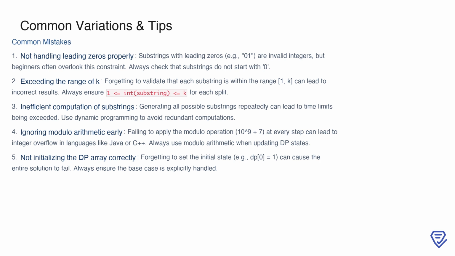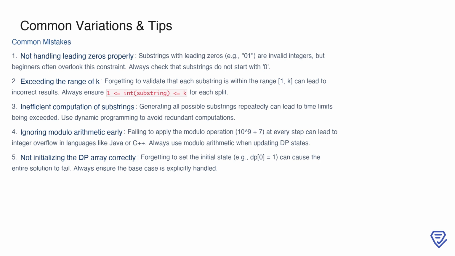When solving this problem, there are several common mistakes to watch out for. First, handling leading zeros improperly can be a pitfall. Remember, substrings like 01 are invalid integers, so always validate that no substring starts with a 0. Next, it's critical to ensure that each substring falls within the allowed range of 1 to k. If you overlook this, the solution can produce incorrect results.